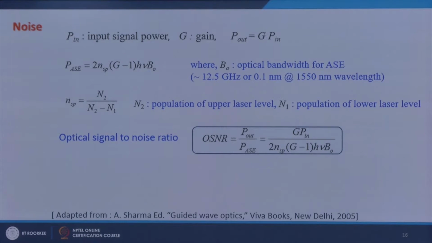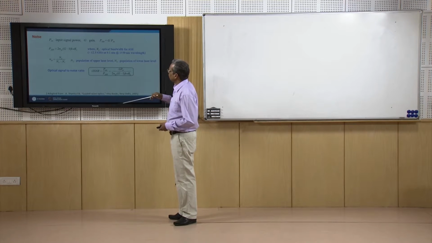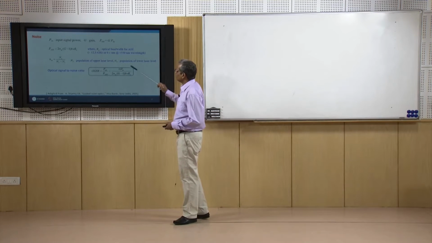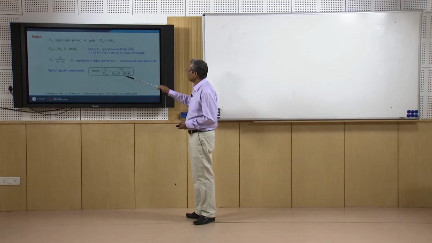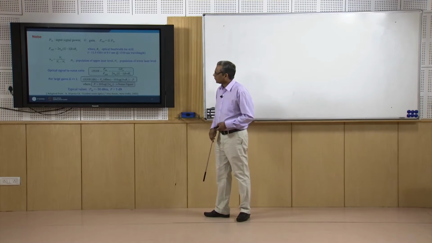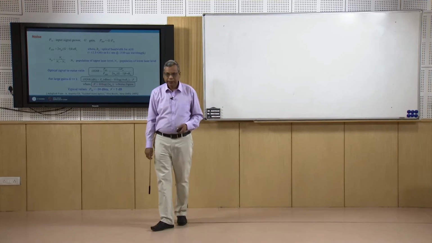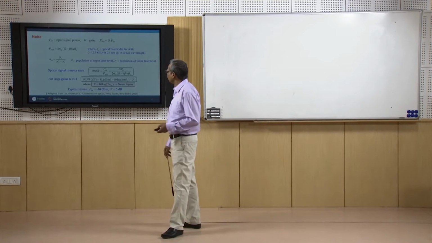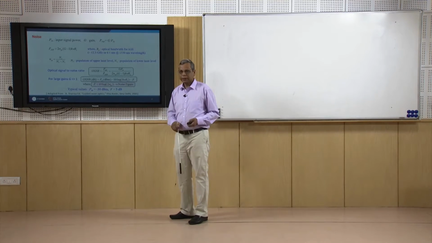Then we can define optical signal to noise ratio as OSNR equal to P out over P ASE. So if I put P out as G P in and P ASE from here, OSNR will be given by G times P in divided by 2 NSP times (G minus 1) times h nu times B naught. For larger gains, much larger than 1, say 20 dB gain, then G is 100, which is much larger than 1, so G over (G minus 1) is approximately equal to 1.